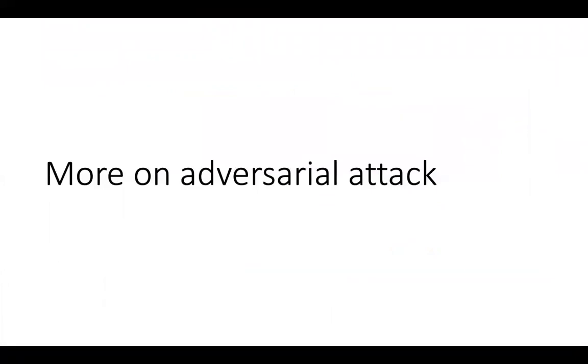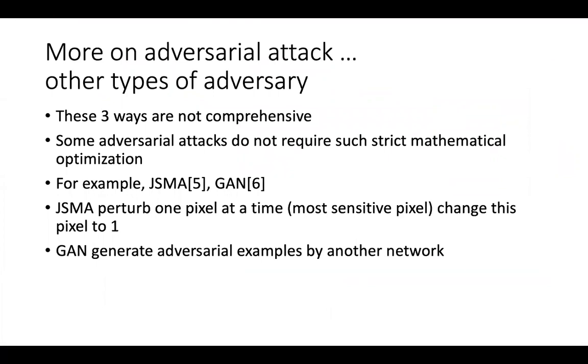Okay, so that's the main part for adversarial attack, but I would like to discuss several more points here. First, you may be wondering, are there other types of adversarial attacks? Yes, there are many, and many of them do not require such a complicated math optimization procedure. For example, JSMA perturbs one pixel at a time. They choose the most sensitive pixel that can change the classification score the most and change this pixel to 1, so increase it to the maximum. And also we have GAN, which generates adversarial examples by another network.